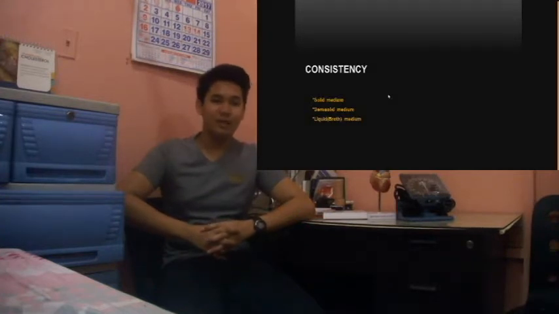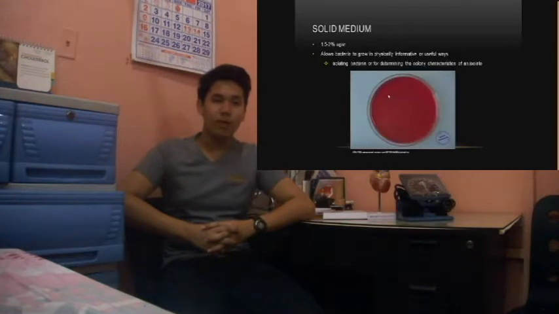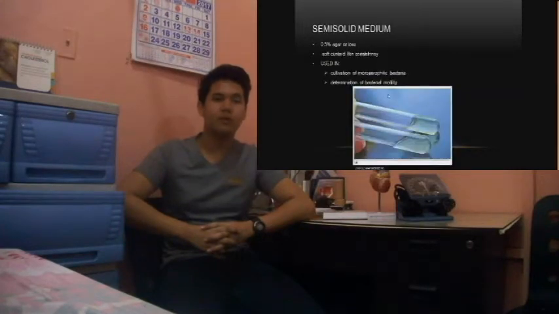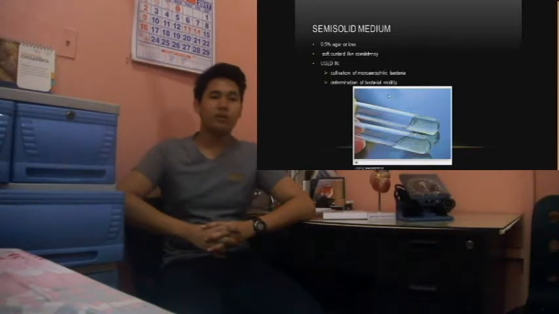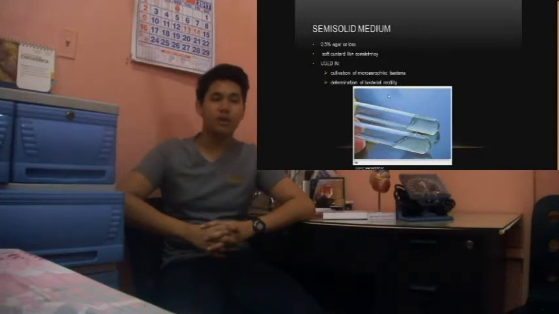Solid medium has 1.5 to 2% agar. It allows bacteria to grow in physically informative or useful ways. Having said that, it is useful for determining the colony characteristics of an isolate. However, the semi-solid medium contains only 0.5% agar or less. It has a soft custard-like consistency. It is used in the cultivation of microaerophilic bacteria and determination of bacterial motility.